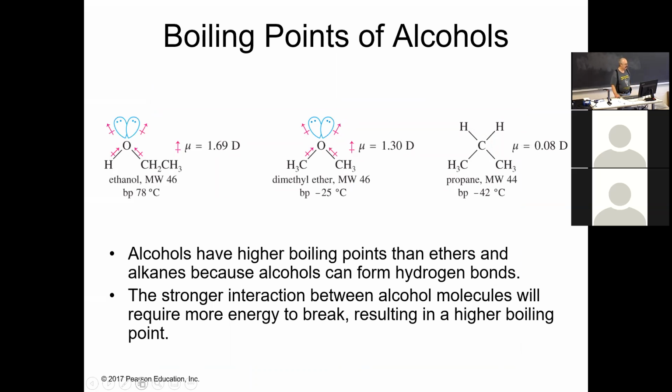Okay, so here we have ethanol. Ethanol has the same molecular formula and molecular weight as dimethyl ether. It has a similar molecular weight to propane, okay, 46 versus 44. And notice the difference in boiling points. Ethanol boils at 78. Dimethyl ether boils at -25.